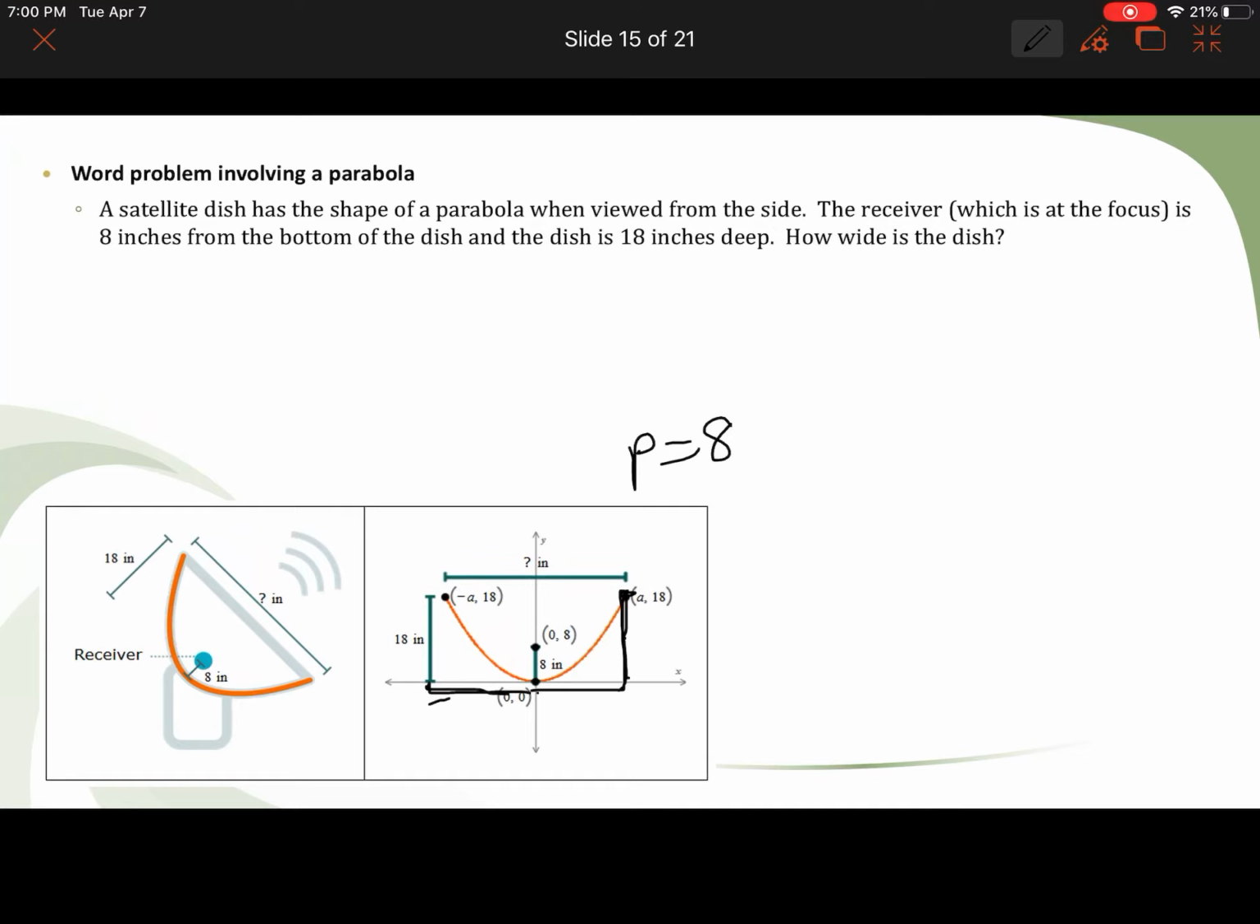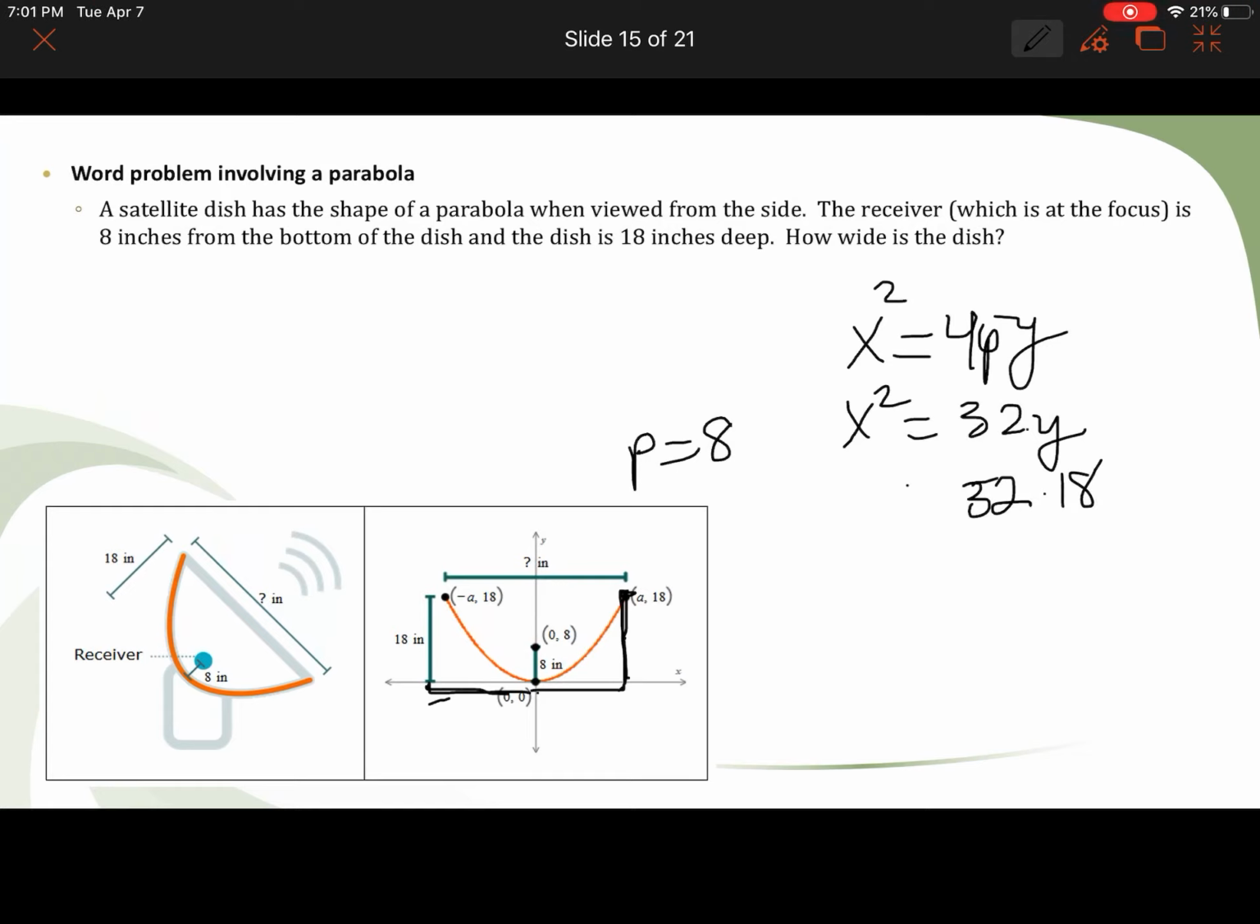Well, first of all, let's just write the equation. So this is going up. The vertex is at 0, 0. And so this is just going to be the equation, x squared equals 4py. And I know p is 8. So I have x squared equals 32y. There's the equation of the dish, right? And I want to know what a is when y is 18. So I will just plug in 18 for y and then solve this equation.